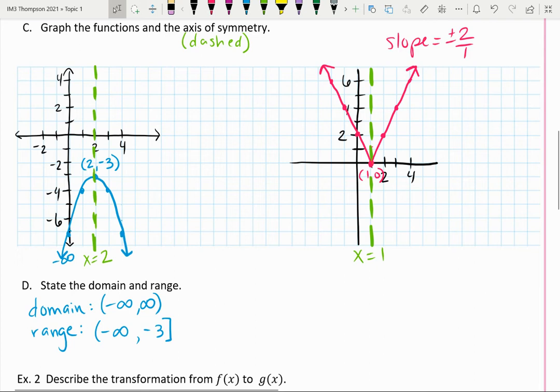And I want you to take another maybe 30 seconds or so. And even if you couldn't answer the domain and range before, maybe now that you have the graph, you can do it. So please write something down.